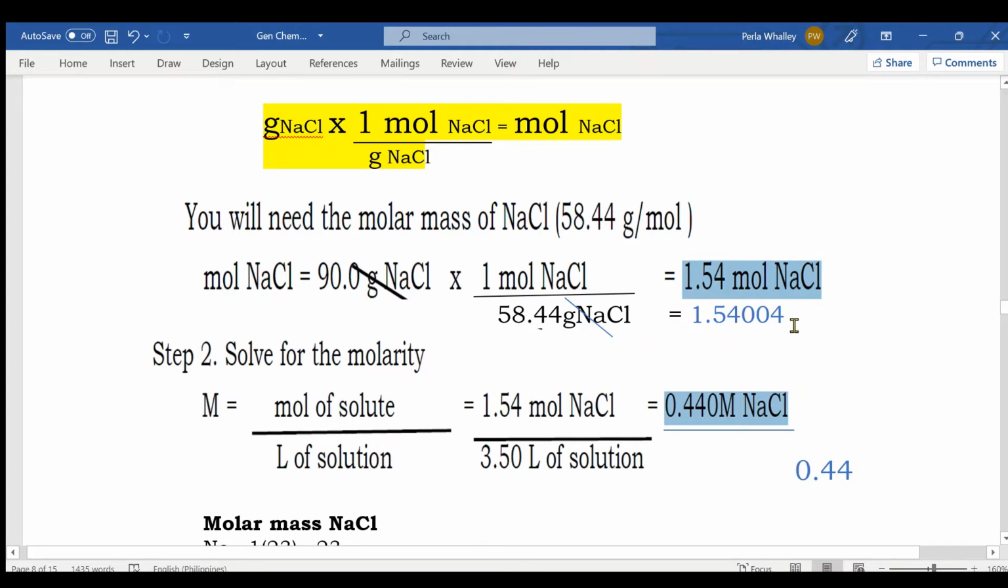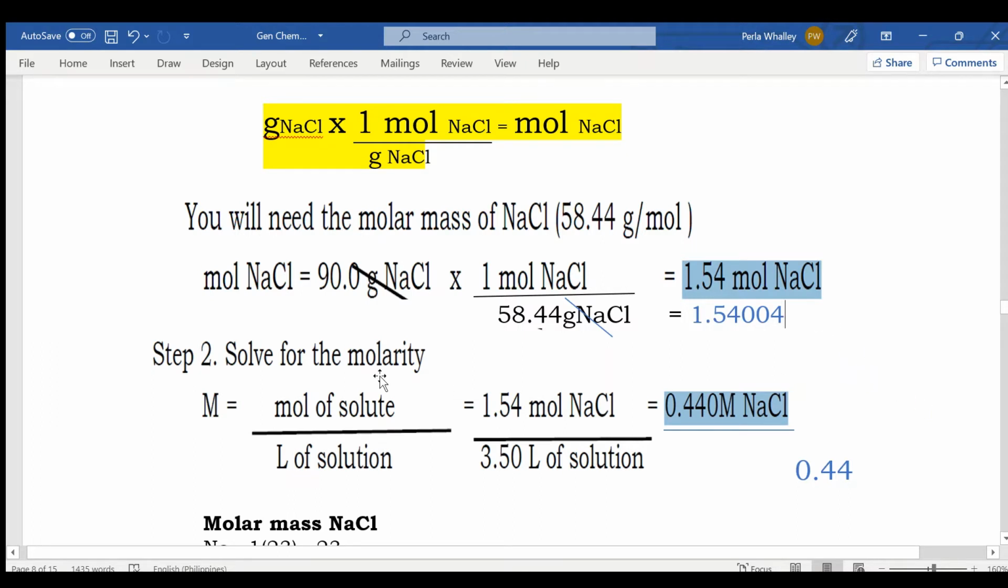And how do we know where to round off the answer? Just count the number of significant figures here. The least number of significant figures is the one that we will use to round off the final answer. Here we have 1, 2, 3 significant figures, and here we have 4 significant figures. So the least is 3, so we will round this off to 3 significant figures: 1, 2, 3. That is why the answer is 1.54 moles sodium chloride.